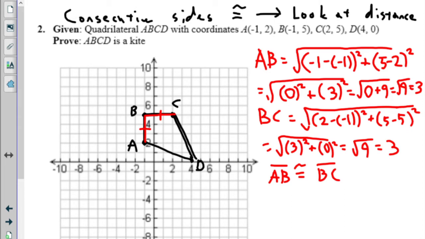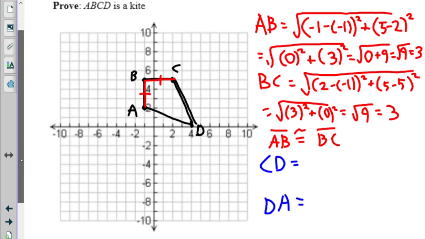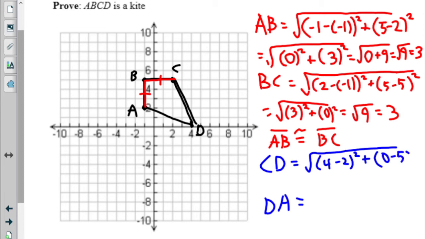Now let's look at pair of sides number 2, which is that we're going to look at C to D, and we're going to compare it with D to A. And again, we're looking for both of these to match. So starting with my distance from C to D, square root. Subtract the x-coordinates. The x-coordinates here are 4 and 2. We're going to subtract them squared. And then my y-coordinates here are 0 and 5. We're going to subtract them squared.